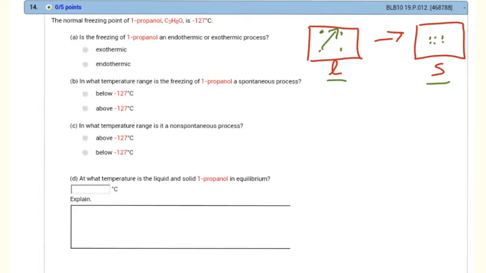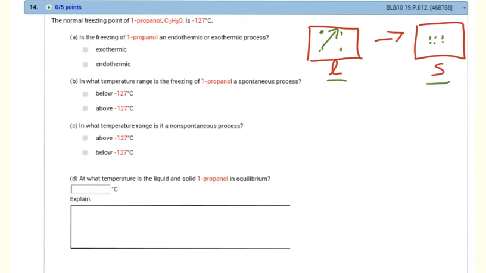Then in part B, it wants to know in what temperature range is the freezing of 1-propanol a spontaneous process. You remember this word spontaneous, it doesn't mean that it happens fast, it means that it happens naturally. So if you want it to freeze, is it going to freeze naturally below minus 127 or above it? And then in C, in what temperature range is it a non-spontaneous process, so it does not happen naturally. Does it not freeze naturally above minus 127 or below minus 127?